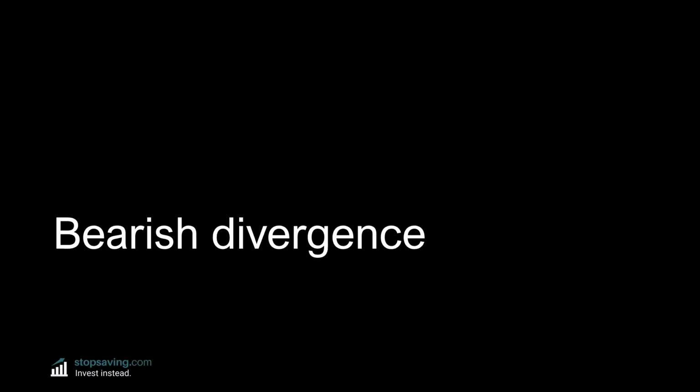So we've covered bullish divergence, both the regular kind and the hidden kind, and these can tell you when to buy an investment. Let's now look at bearish divergence. This can tell you when to sell an investment.